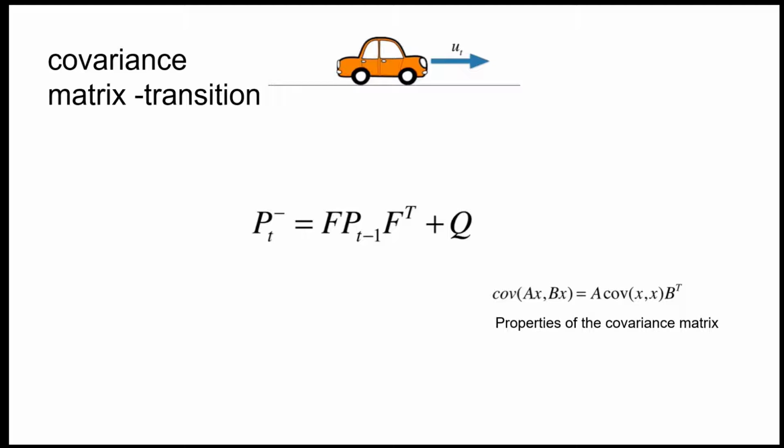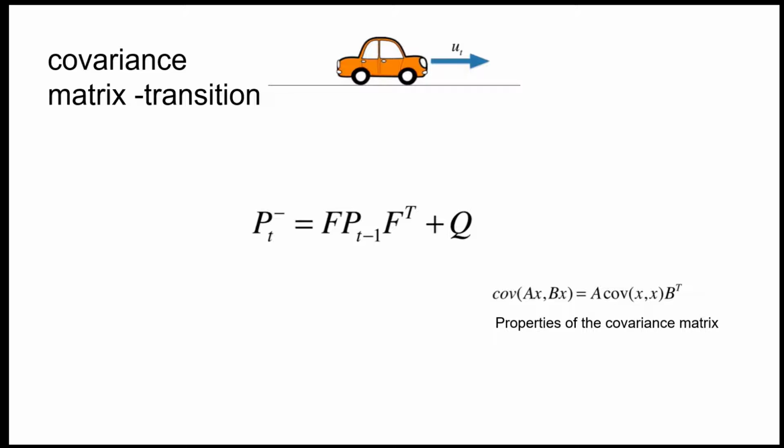This is something we still have to consider, that is, our prediction model is not 100% accurate and contains noise itself. So we add Q to represent the noise brought by the prediction model itself. This is the second formula of the Kalman filter. It represents the relationship of the uncertainty at different times.